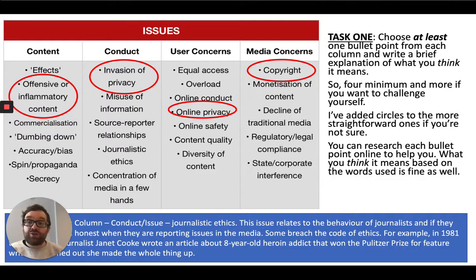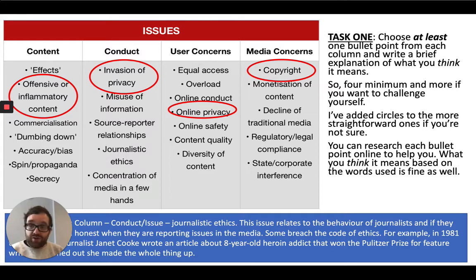What I'd asked you to do was to pick at least one from each column and explain what it was. I circled in red the ones that I thought you could probably answer without much research. You'd probably be able to tell me from general knowledge what these things are. So I'm going to go through the 4 columns and through every single one of them, quite quickly, so that whichever one you went for, you'll get a sense of whether or not you were on the right track with it.